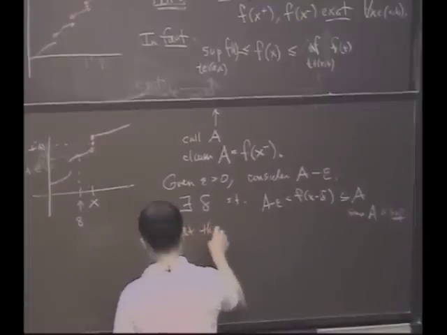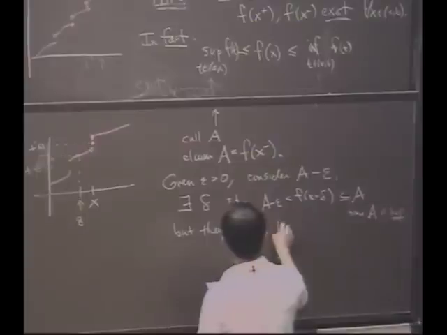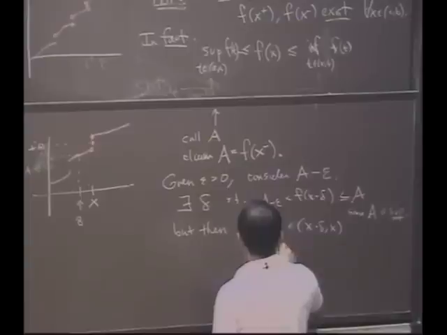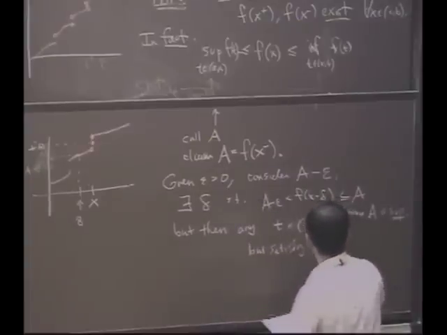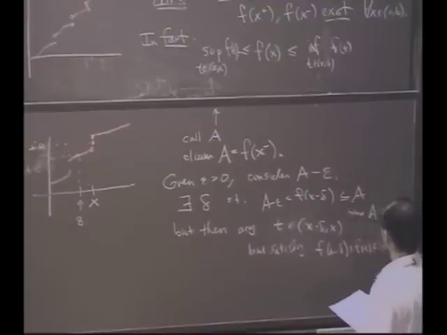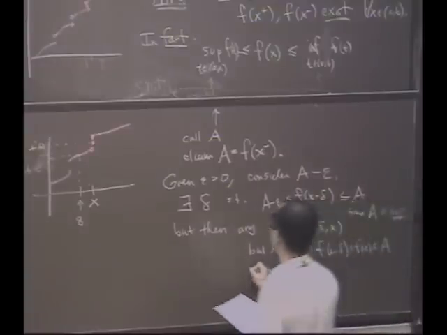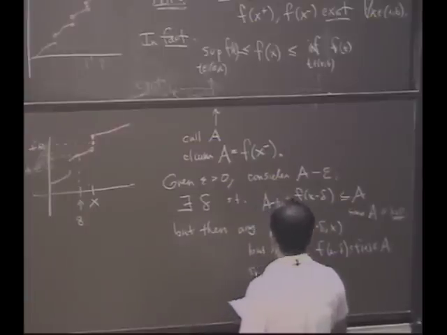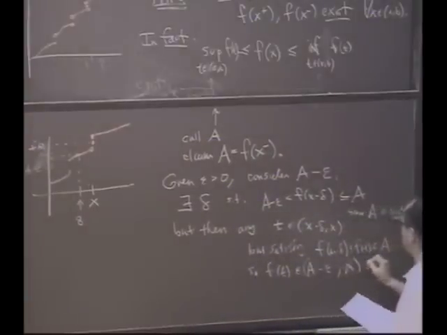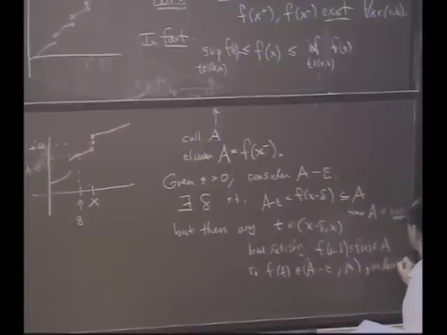But then any t in (x minus delta, x) must satisfy f of x minus delta is less than f of t is less than or equal to a. So f of t is in the delta ball, is in (a minus epsilon, a), as desired. Okay, so that's the basic idea. The argument's similar for the other side.